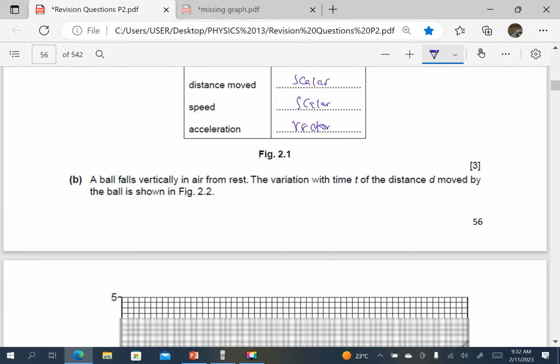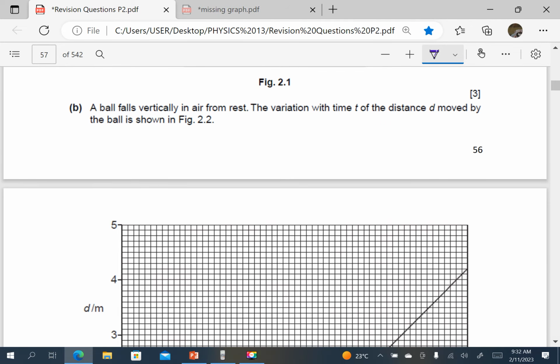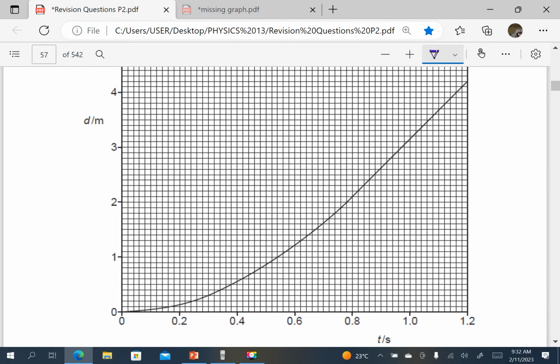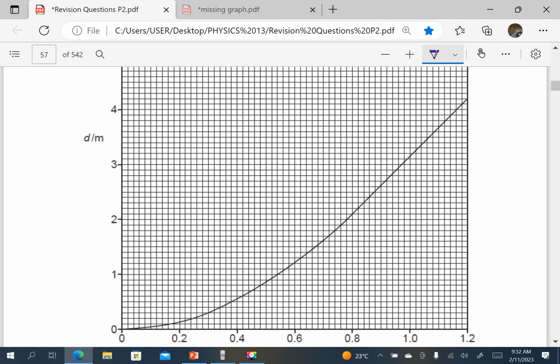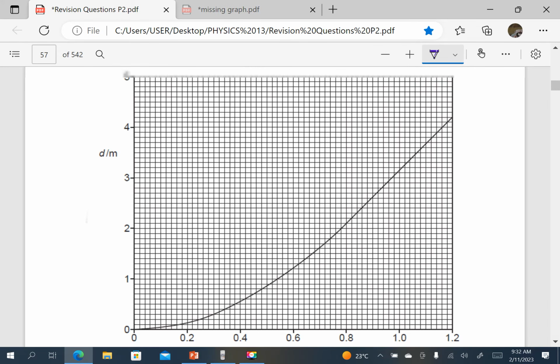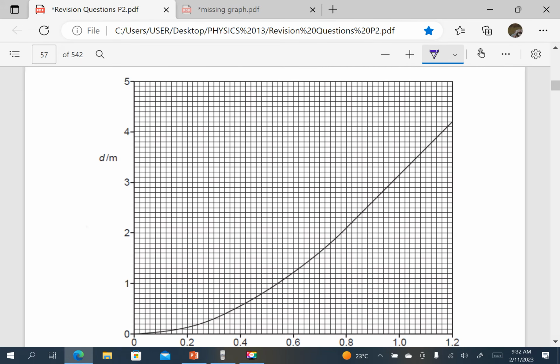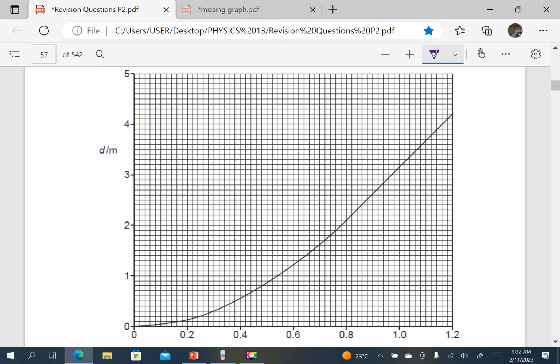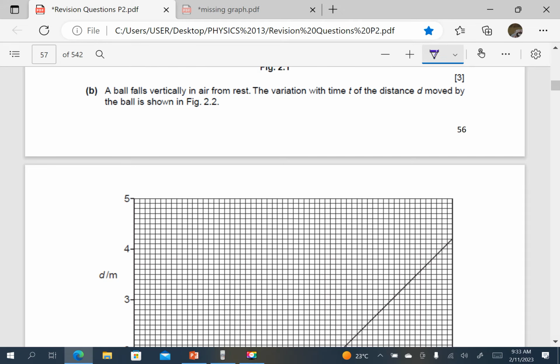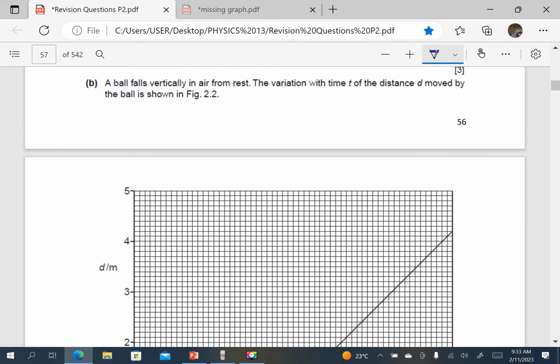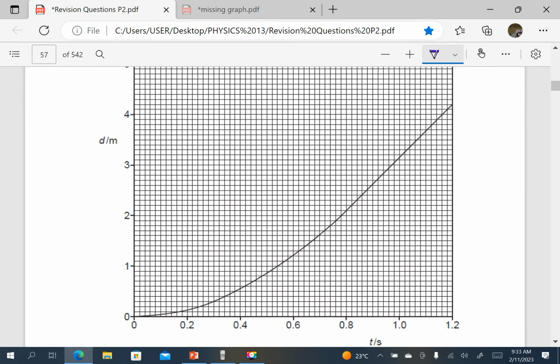A ball falls vertically in air from rest. The variation with the time t of distance d moved by the ball is shown in the figure here. So this is distance against time. Let me minimize it slightly so it fits on the same page. So that is the graph for distance against time. As the ball falls, it falls in air from rest. So initial velocity is 0.